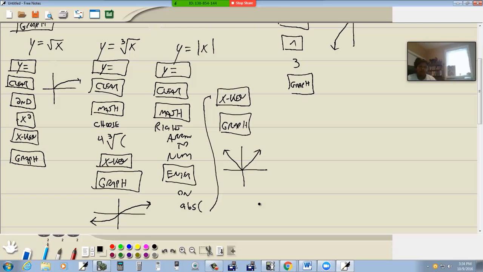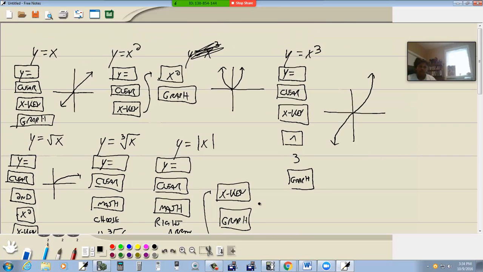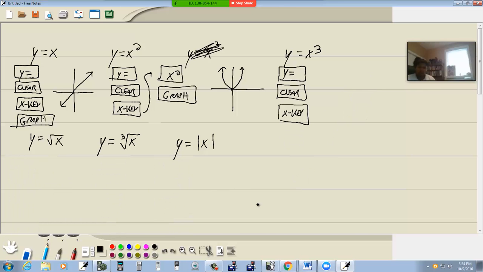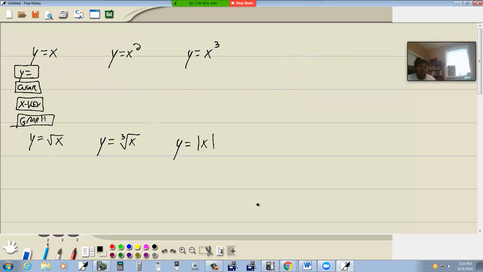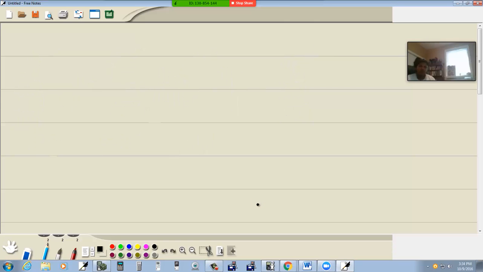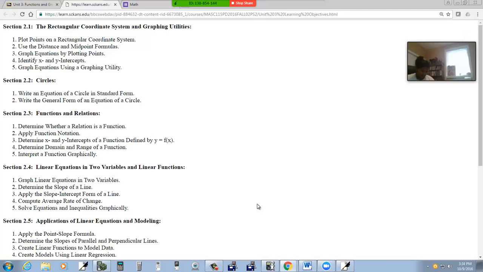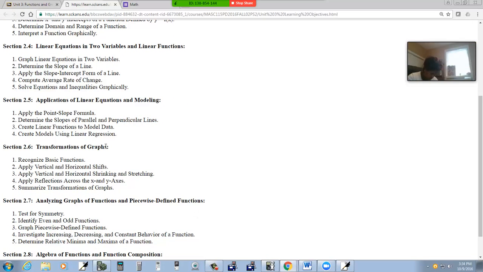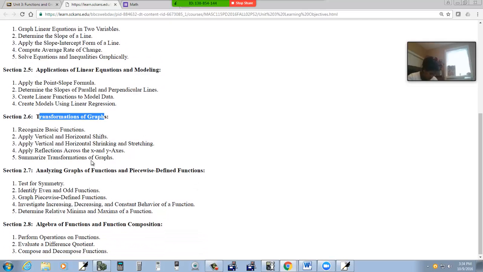Now I'm going to erase all those. And that's the end of the first section. And I'm going to skip down to section 2.6, transformations of functions. Now recognize basic functions. Well, those are the 6 we just looked at. So those are our basic functions.